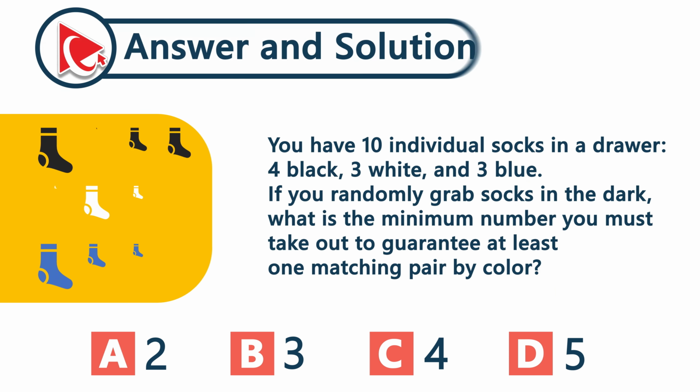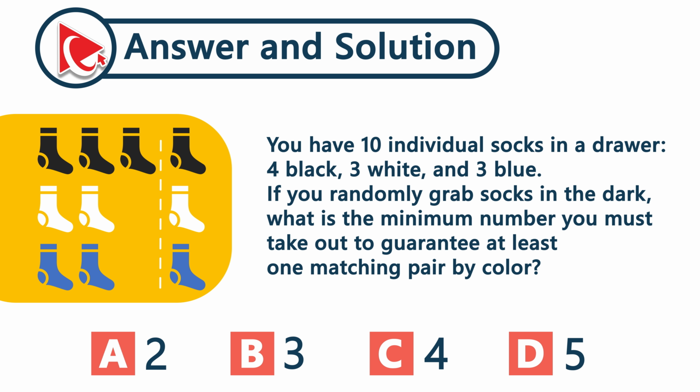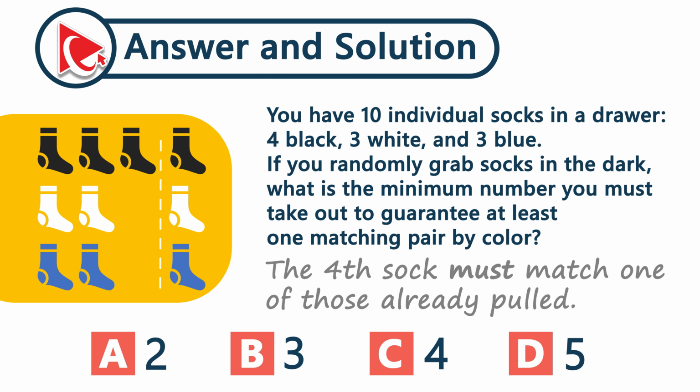Let's think worst case scenario. What if the first 3 socks are all different colors, 1 black, 1 white and 1 blue? That means 3 socks, no pair. But once you pull out a 4th, it must match one of the first 3. So, to guarantee a pair, you need at least 4 socks, and the correct answer here is choice C, 4.